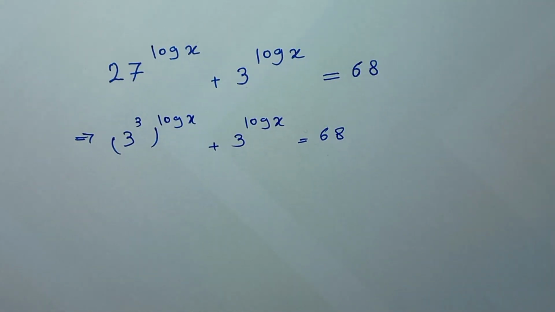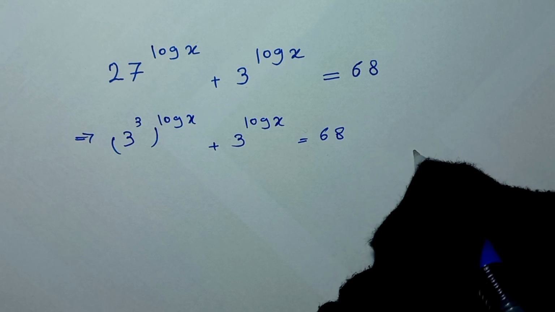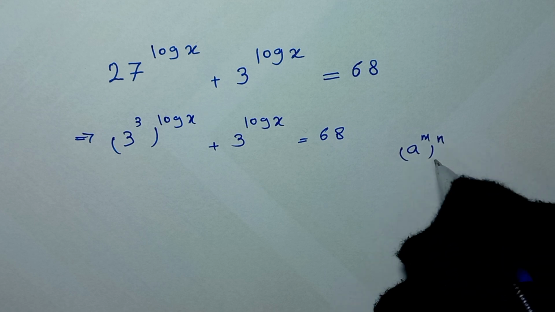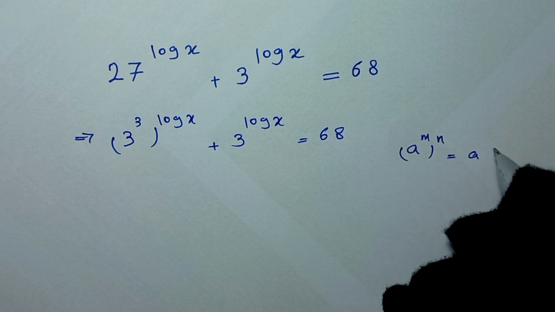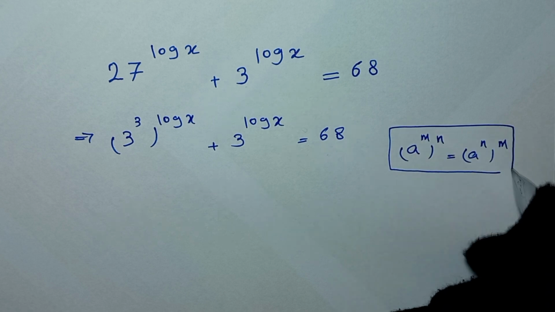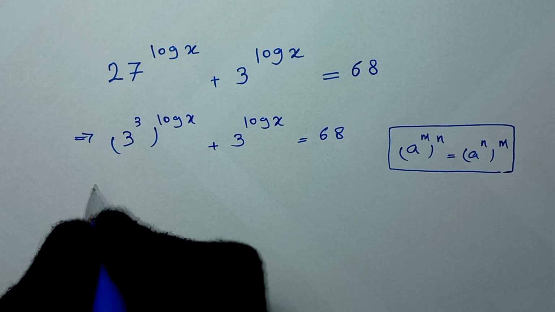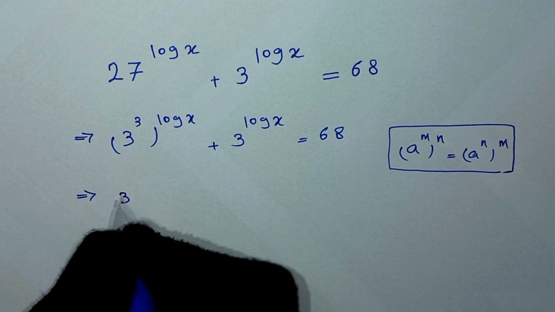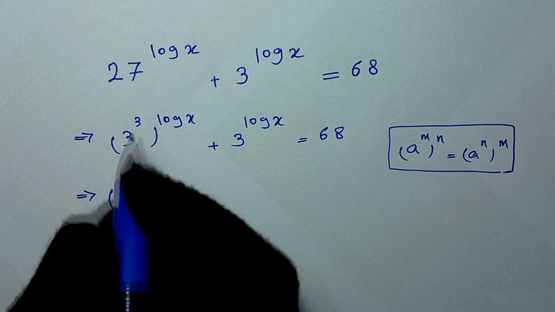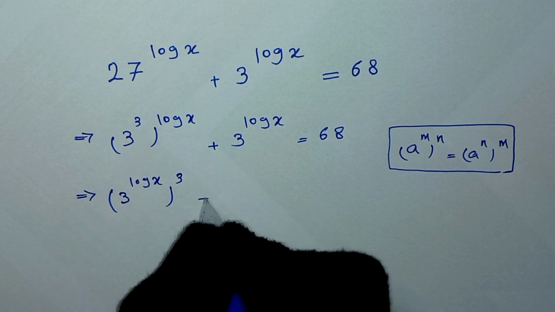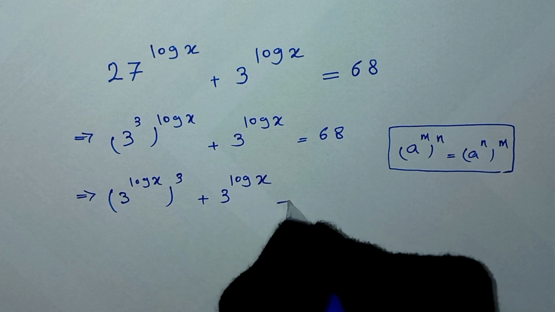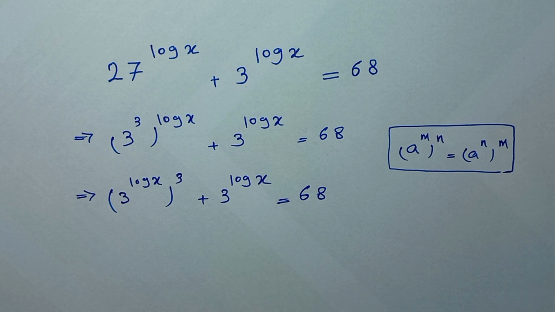From the exponential rule, if we have a to the power of m to the power of n, we can write this as a to the power of n to the power of m. So here we can write this as 3 to the power of log x, to the power of 3, plus 3 to the power of log x is equal to 68.